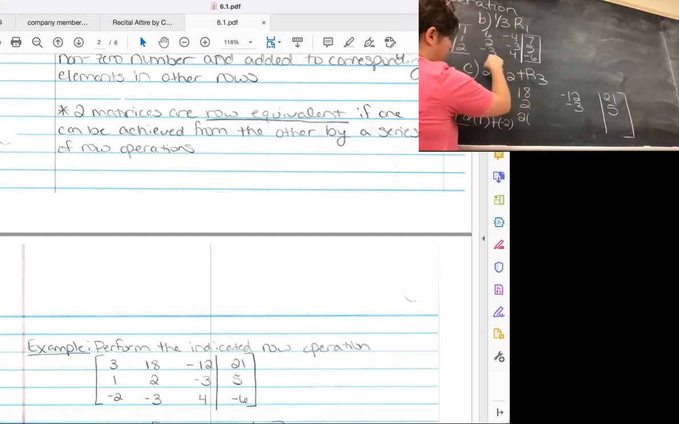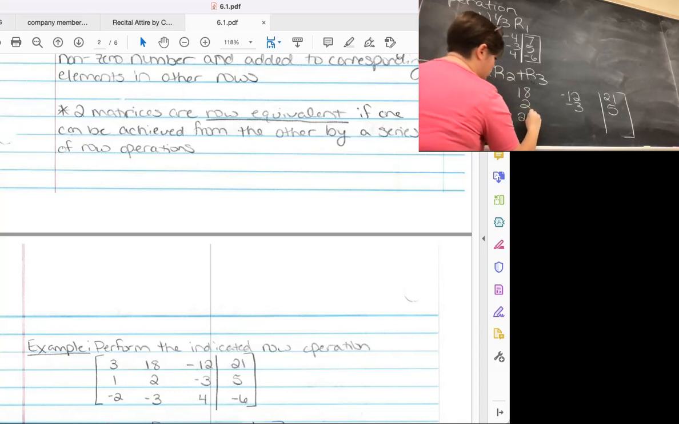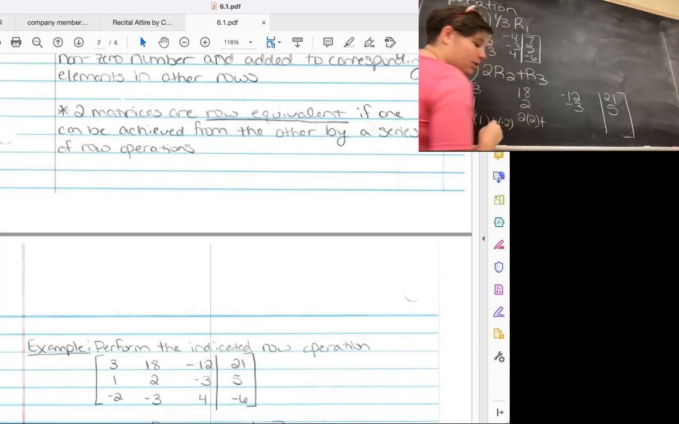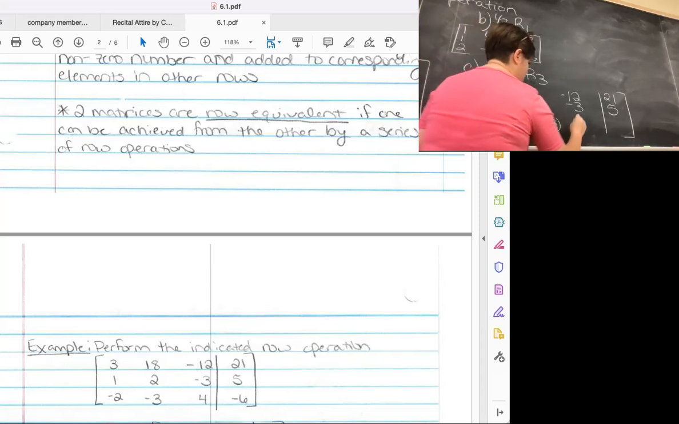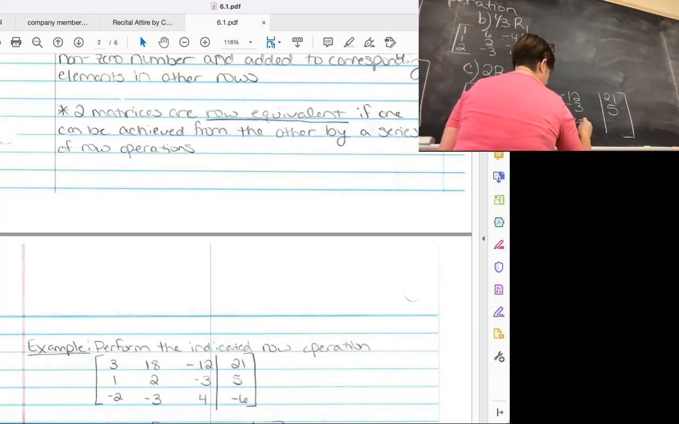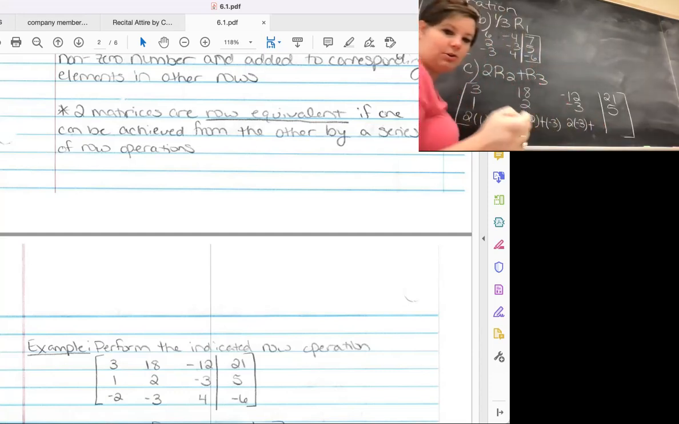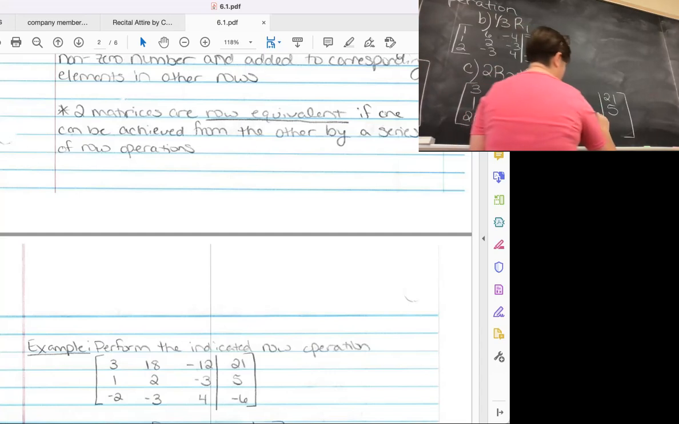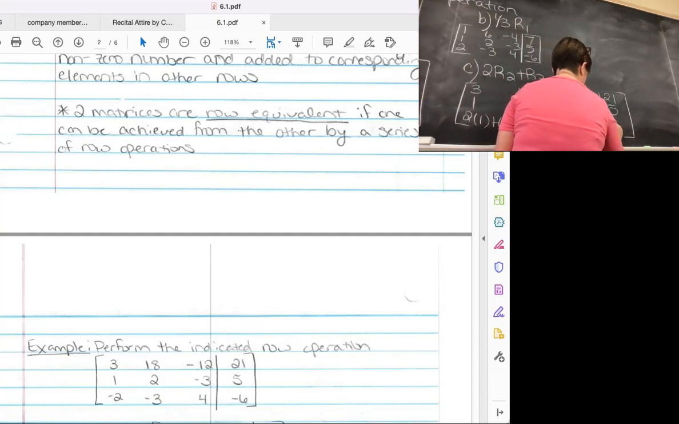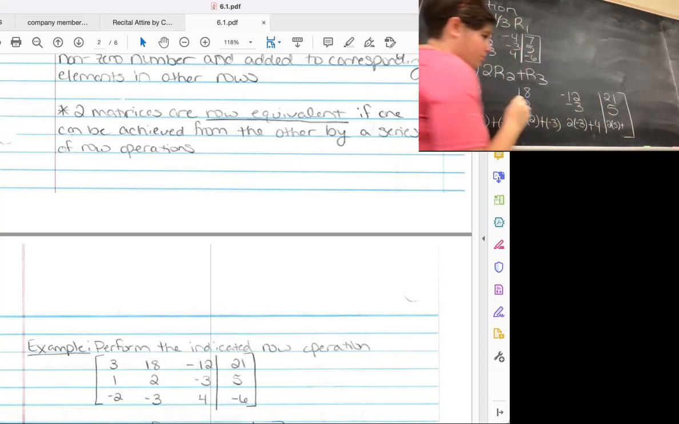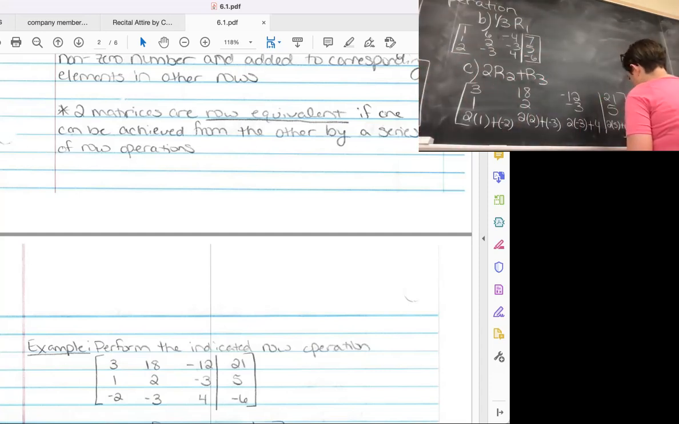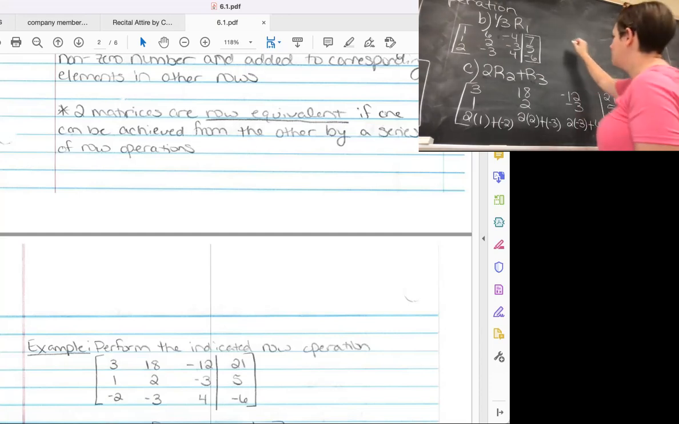Now I'm going to the next element. 2 times the element in row 2, which is 2, plus the corresponding element in row 3, which is -3. 2 times row 2's element, which is -3. Add to that the corresponding element from row 3, which is 4. 2 times row 2, adding to that row 3. I'm going to come up here to write the simplified answer.